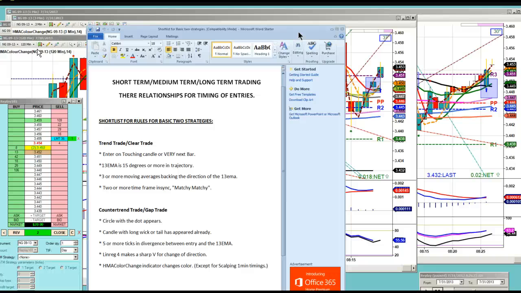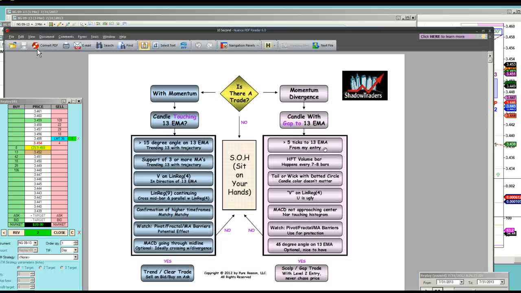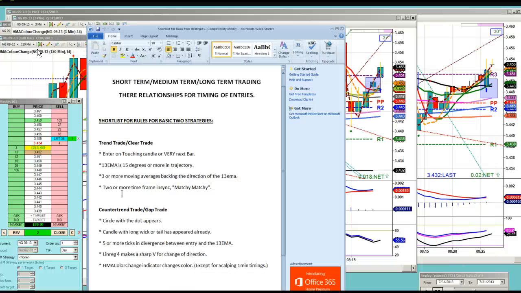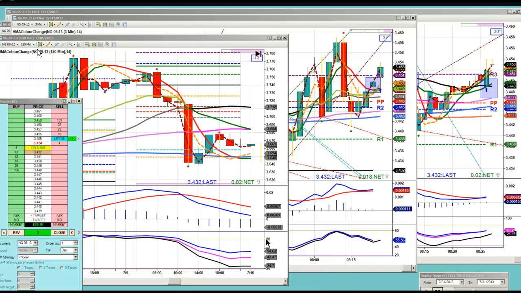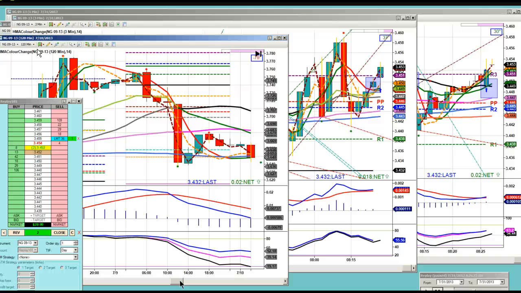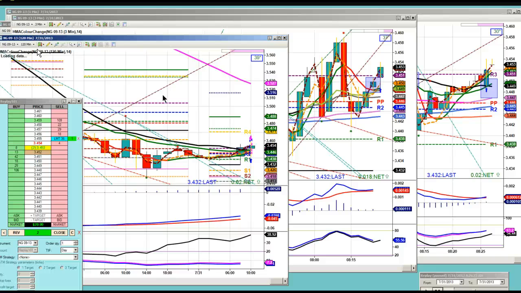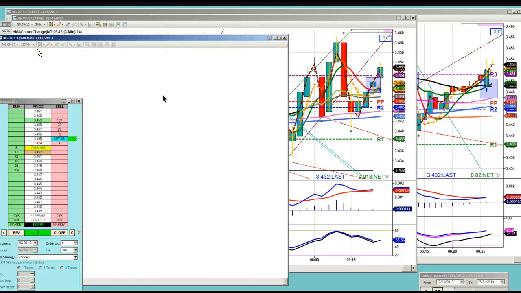Touching candle, degrees on, must have trajectory in your 13 EMA. Majority of the moving averages back in your direction, and 2 or more time frames in sync. That's your trend. That's all you need to look for. And ideally, you want to get in as close to the 13 as I'm demonstrating here. But I'm showing you, here's our 120. Let's take a look at what a 240 looks like. I just wanted you to see how it connects together.